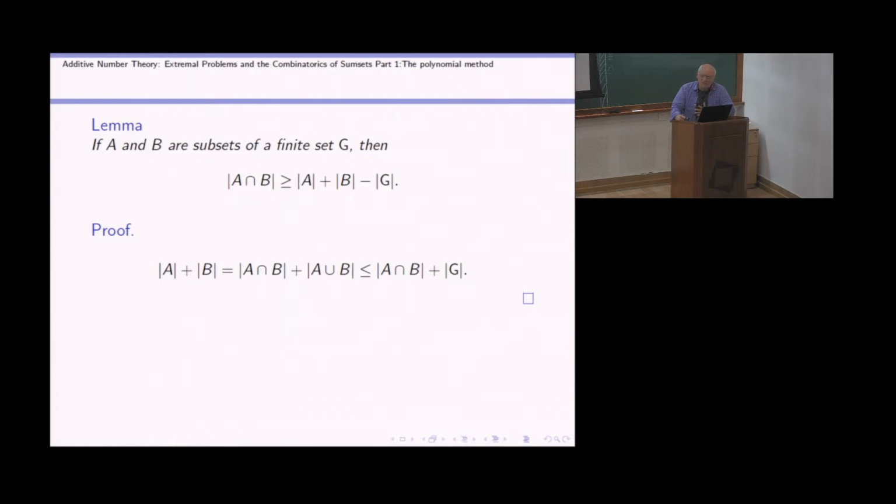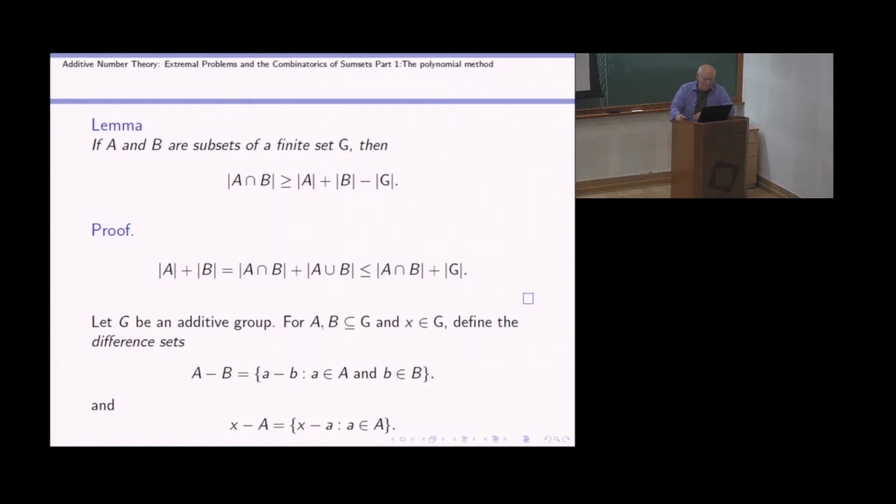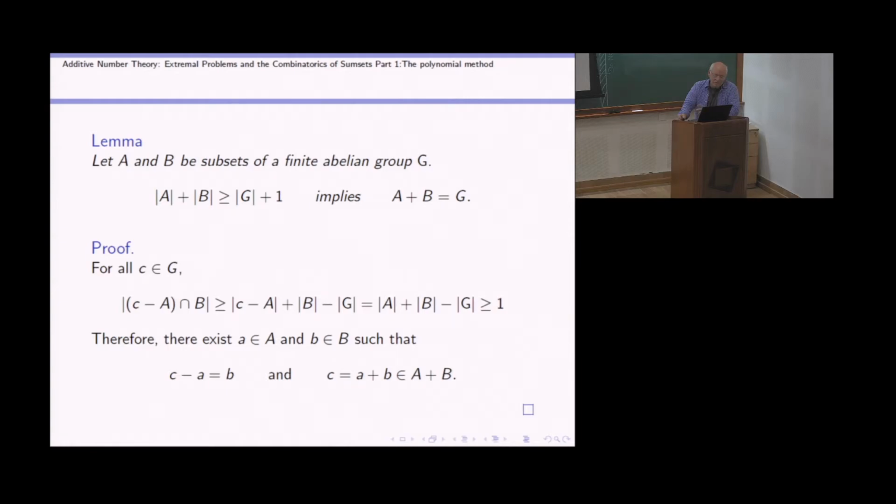Lots of little things. Everything is little. Right? A few pennies adds up. In a group, we also just need to define the difference set. So if you have two subsets A and B, if you look at all the elements of the form a minus b, where a is in the set A and b is in the set B, that's called the difference set, and x minus A is just a special case of the difference set. And one lemma, maybe this is the last guy. If you have two subsets of a finite abelian group, A and B, and the size of A plus the size of B is strictly bigger than the size of G, then the sum set is the whole thing.